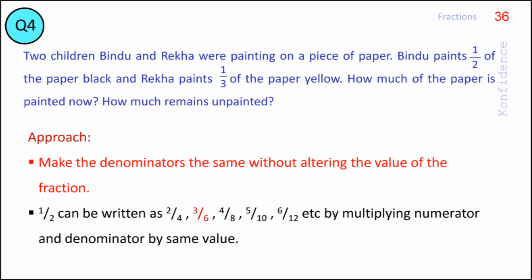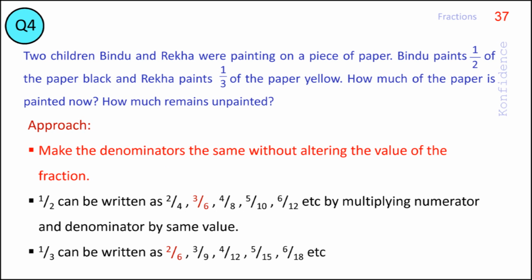1 by 2 or half can be written as 2 by 4, 3 by 6, 4 by 8, 5 by 10, 6 by 12, etc., by multiplying both the numerator and the denominator with the same value. Similarly, 1 by 3 can be written as 1 by 3, 2 by 6, 3 by 9, 4 by 12, 5 by 15, 6 by 18, etc.